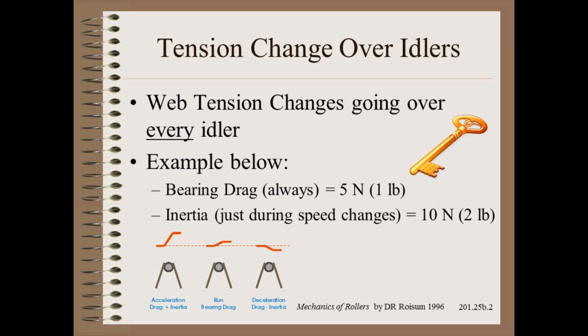Recall from our last video that tension changes going over every idler. We gave an example of a case where bearing drag caused a tension rise of 5 newtons and inertia was twice that big, even though inertia is in effect only during speed changes.